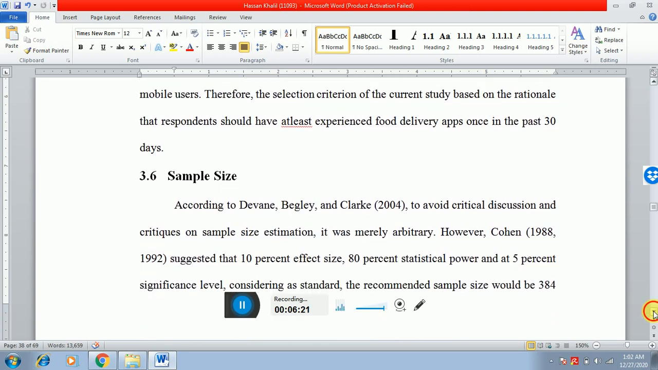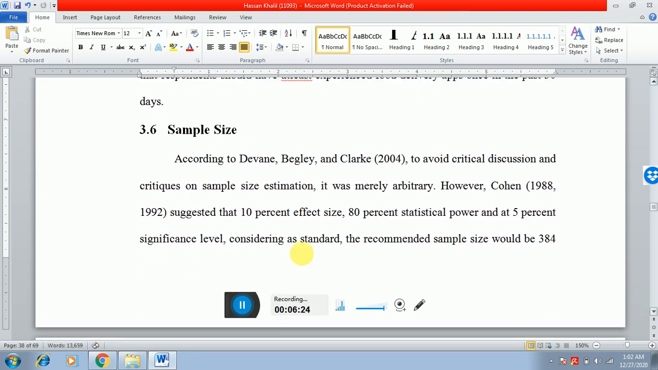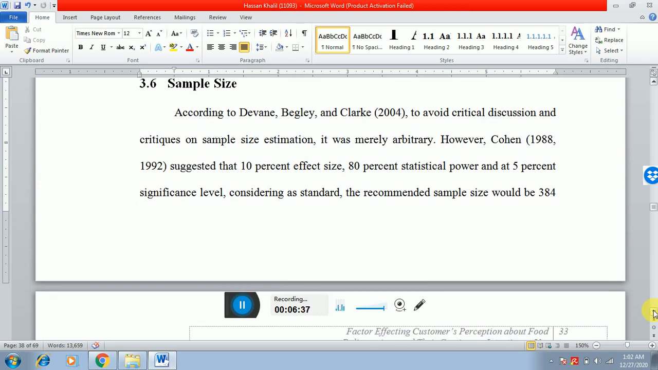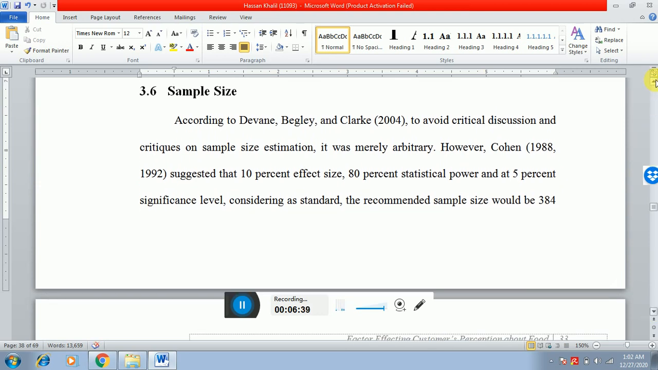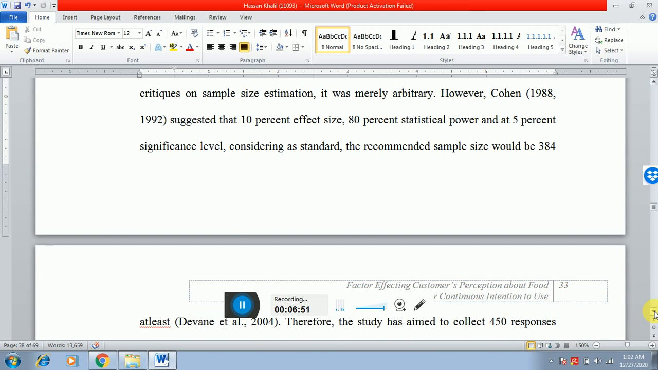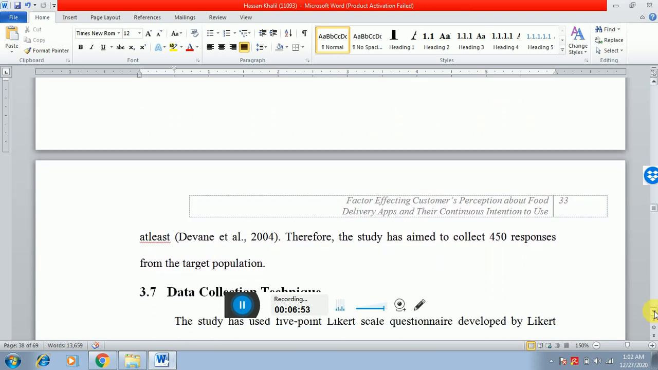Then there is a heading of sample size. You have to explain why you considered the data of 300. Let's suppose you are going to get the data of 300. There are so many criteria by which you can calculate your sample size. I'll share the other documents with you guys, so you can easily calculate the sample size required for your study, and then you have to provide a citation that it was recommended by so-and-so to gather the data of, let's suppose, 300 respondents.